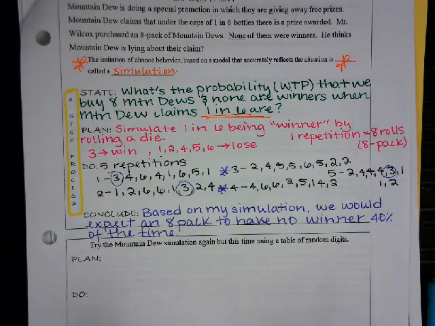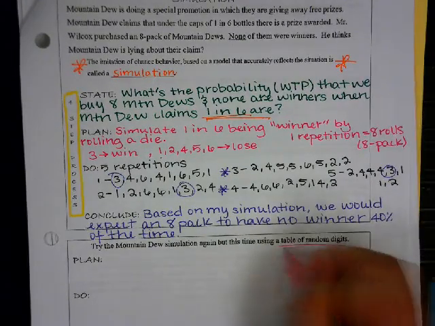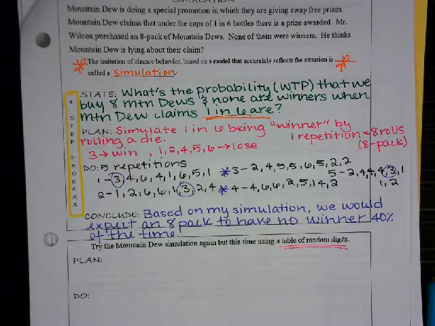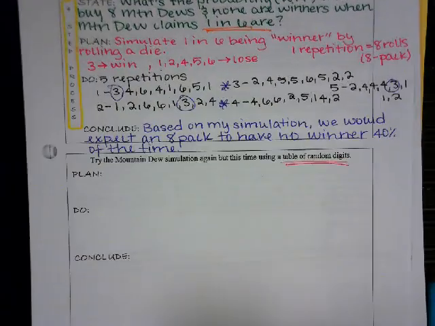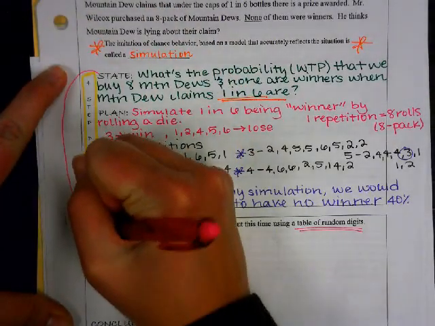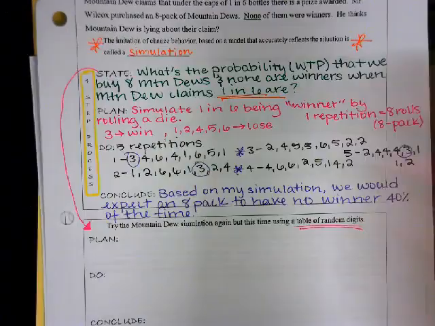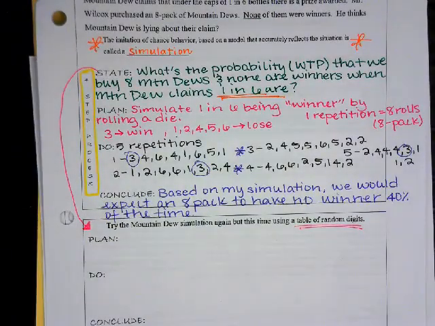So we're going to do the Mountain Dew simulation, but we're going to use the table of random digits this time, not a die. So still the 4-step process, but I didn't put state down here because there's no point in me restating the exact same question down here. The things that are going to change are the plan, doing it, and then my conclusion.